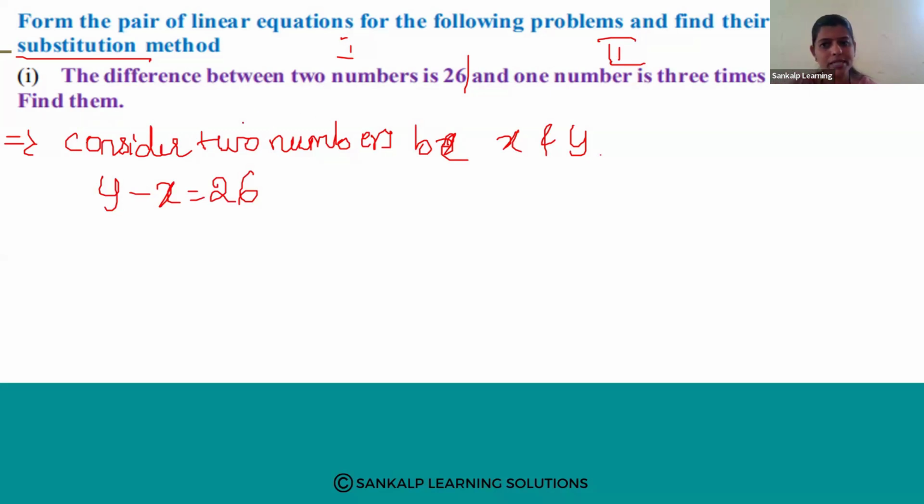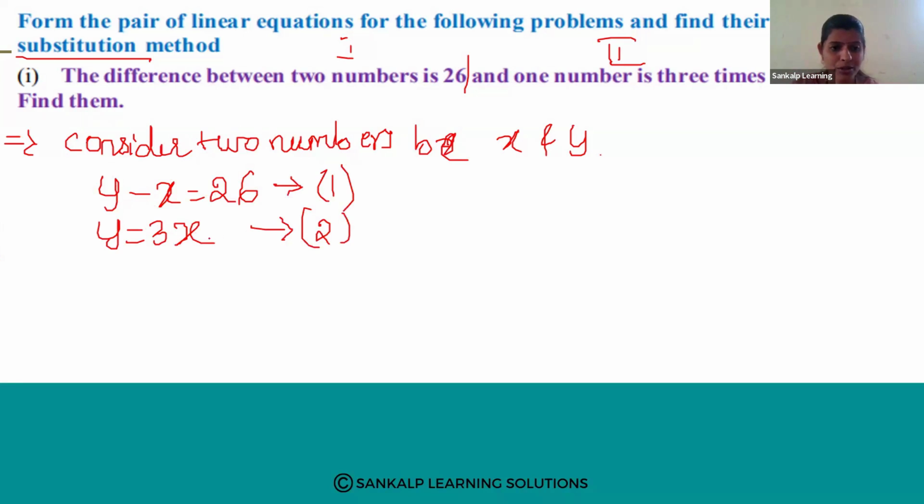Next part, one number is 3 times the other. So if you consider y is one number, this y is 3 times the other number. Means one number is 3 times more than the other number. That means you are going to write y is equal to 3x. So this is equation number 1 and this is equation number 2.